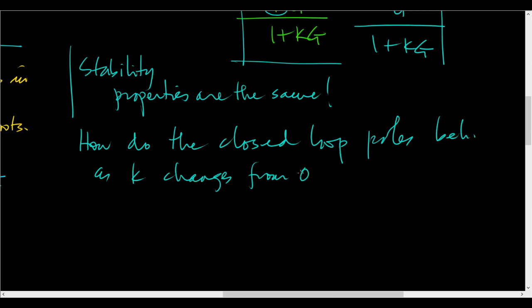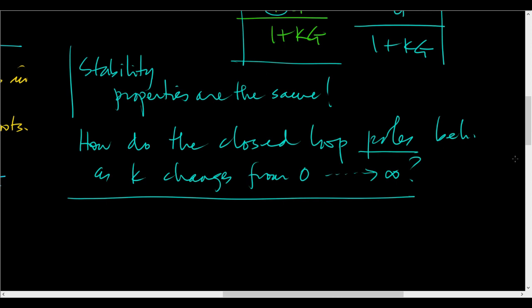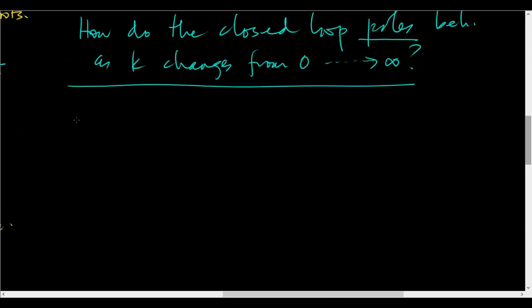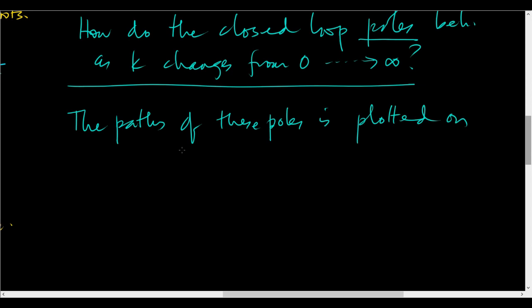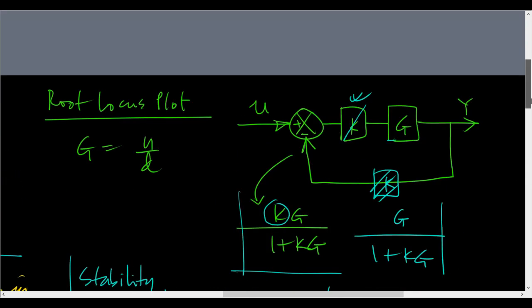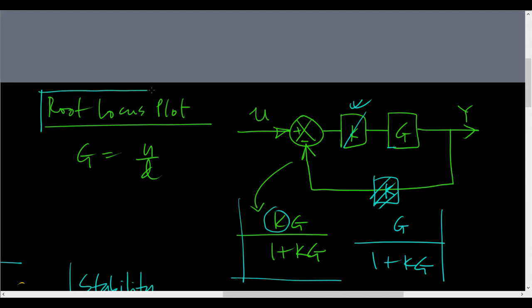from 0 to infinity? Okay, these poles trace paths in the complex plane, so the paths of these poles is plotted on a graph that is called the root locus plot. Poles are roots, path is a locus. Of course, it's in a graph.